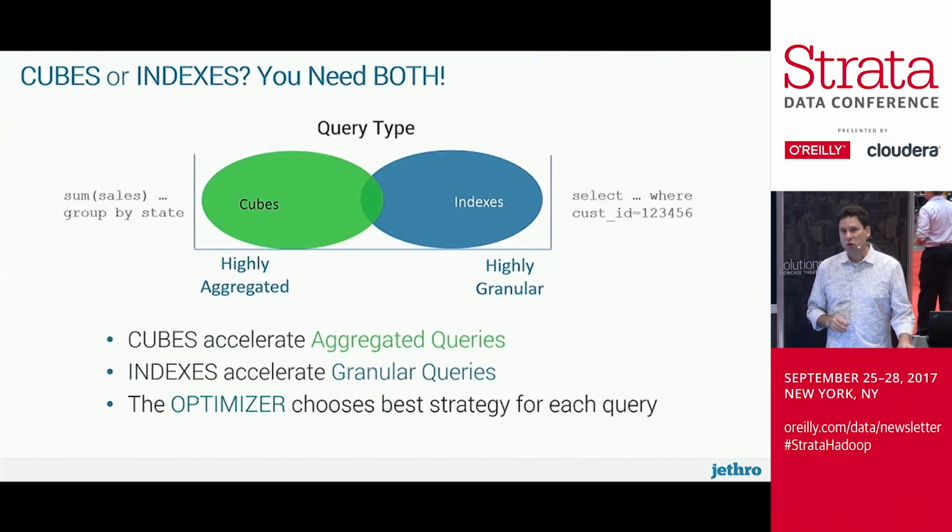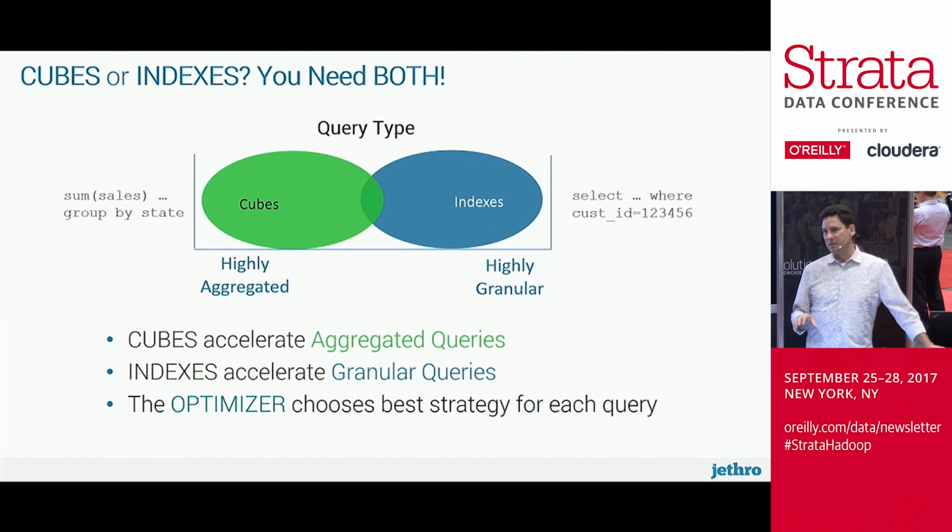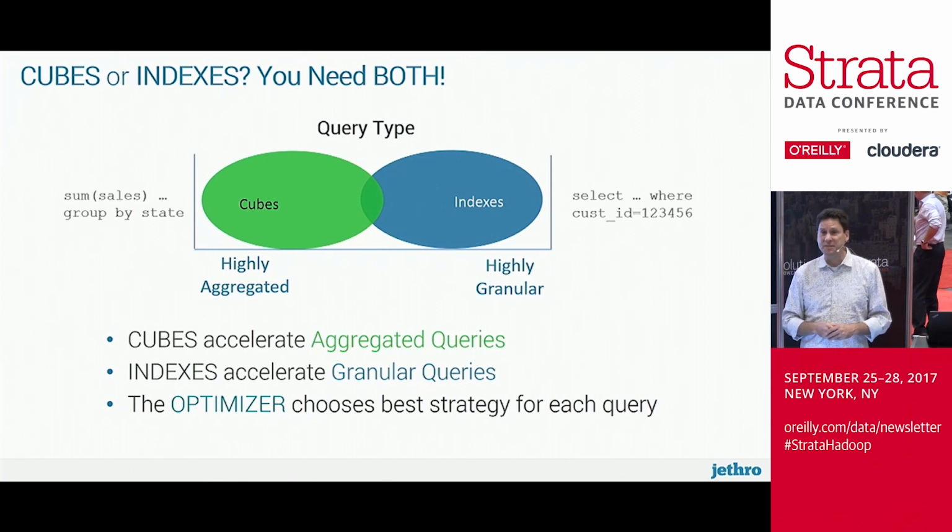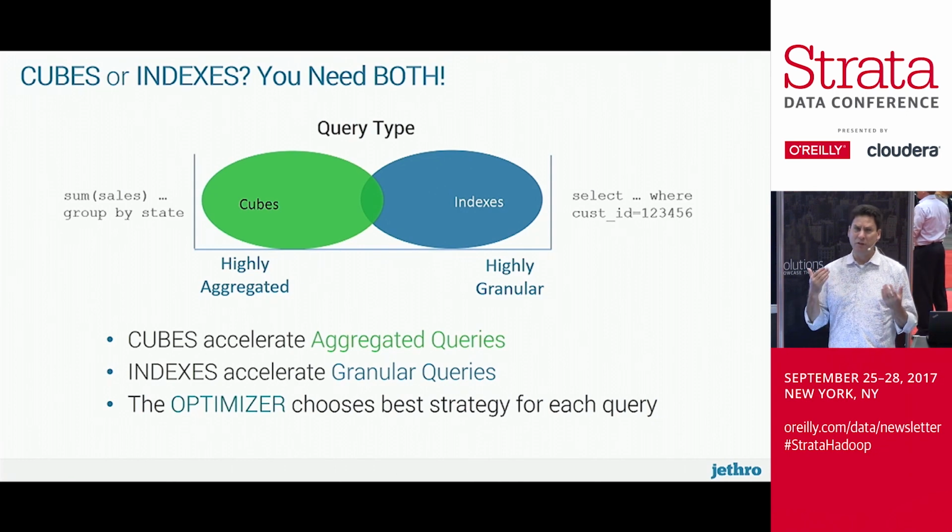The key to Jethro is the combination of cubes and indexes. If you think of BI queries, they range from being very aggregated, like some sales grouped by state, or I want to see the total sales of all the rows that I have in the data set. This type of query, very aggregated, benefits from cubes. If I create a cube aggregation for this query, it will take no time.